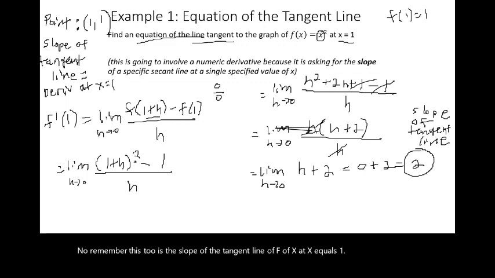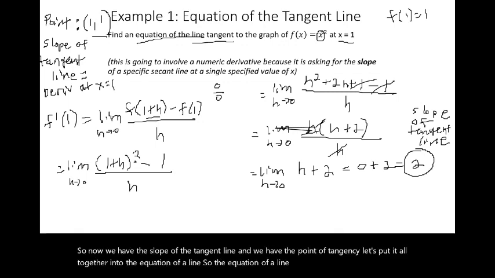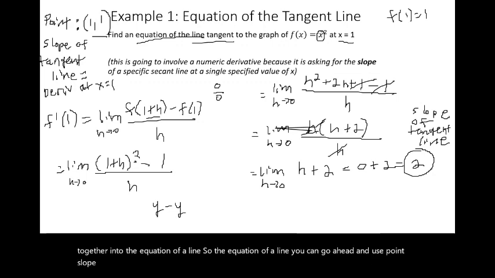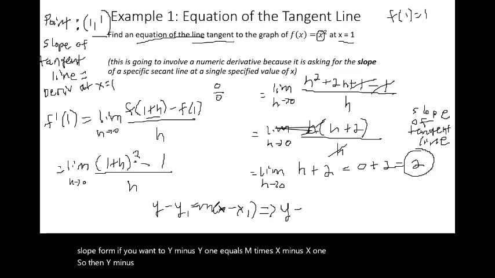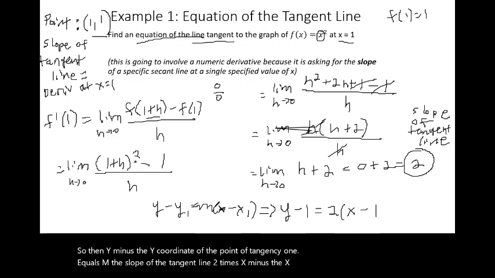So now we have the slope of the tangent line and we have the point of tangency. Let's put it all together into the equation of a line. So the equation of a line, you can go ahead and use point slope form if you want to. y minus y1 equals m times x minus x1. So then y minus the y coordinate of the point of tangency, 1, equals m, the slope of the tangent line, 2, times x minus the x coordinate of the point of tangency, 1.